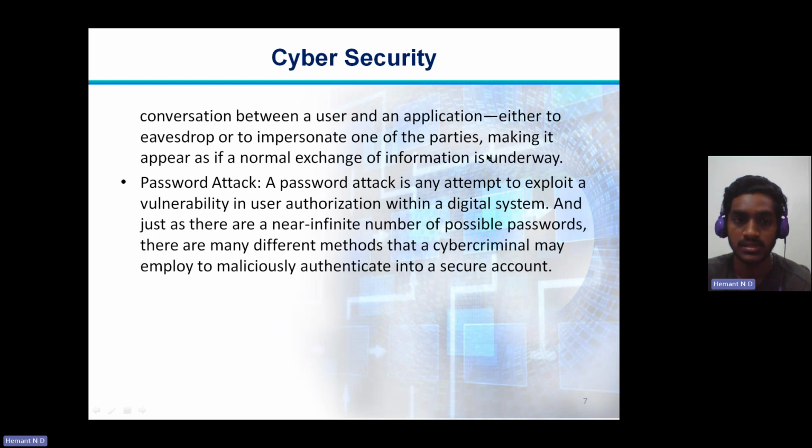So it's the wrong information, wrong data is being sent. This is one of the types of attack. Moving to the next attack, password attack.